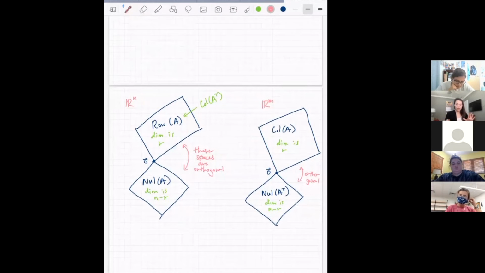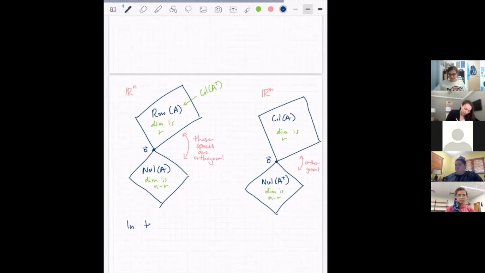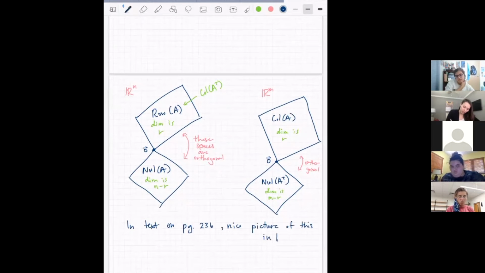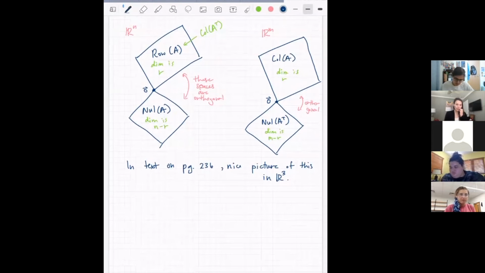Okay. So this is the row space and column space. There's also a nice picture in the textbook that's a little less abstract than this one, but it's harder to draw, so I won't. But in the text on page 236, there's a nice picture of this in R3, so that you can actually picture it.